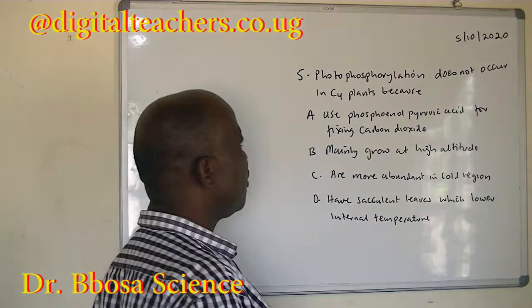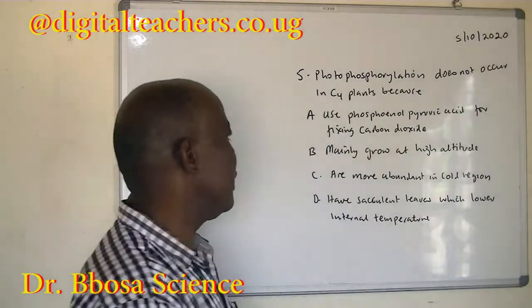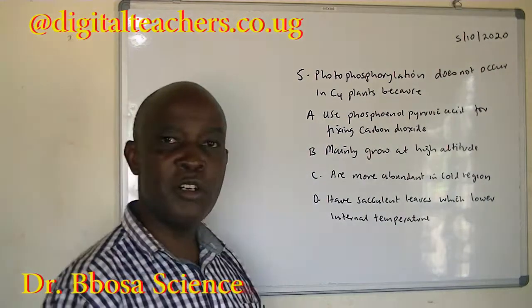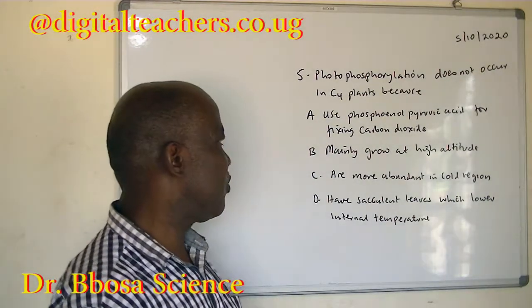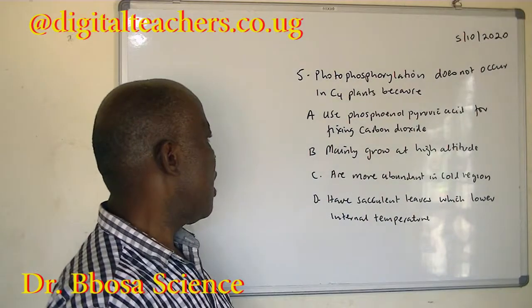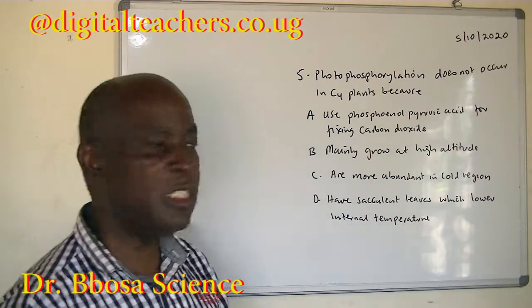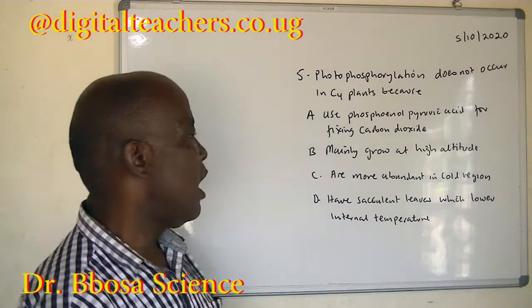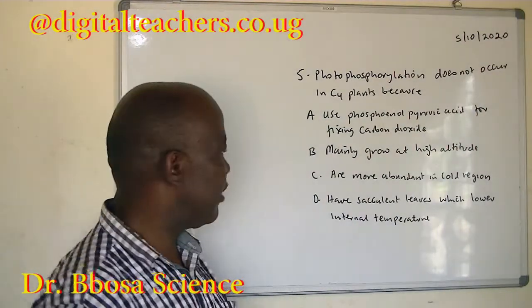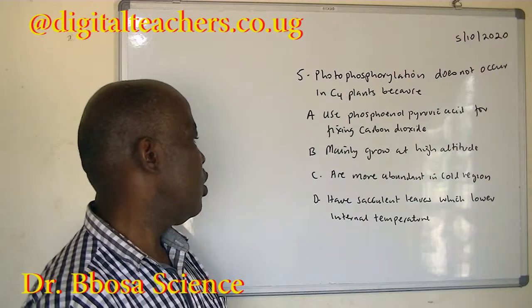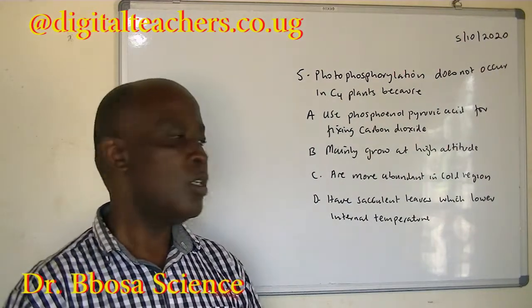Number 5. Photorespiration does not occur in C4 plants because A. They use phosphoenol pyruvic acid for fixing carbon dioxide. B. They grow mainly at high altitude. C. They are more abundant in a cold region. D. They have scaly leaves which lower internal temperature.